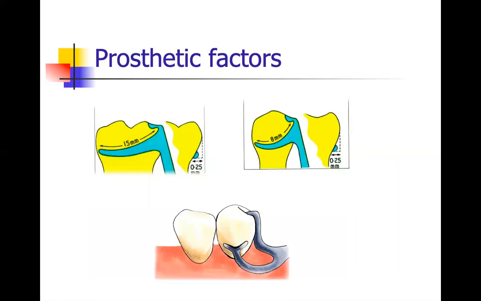The retention of the clasp depends upon the length of the clasp arm. The longer the clasp arm, the more flexible it will be. Circumferential clasps are more retentive than bar type of clasp. This is the circumferential clasp. This one is the bar clasp.